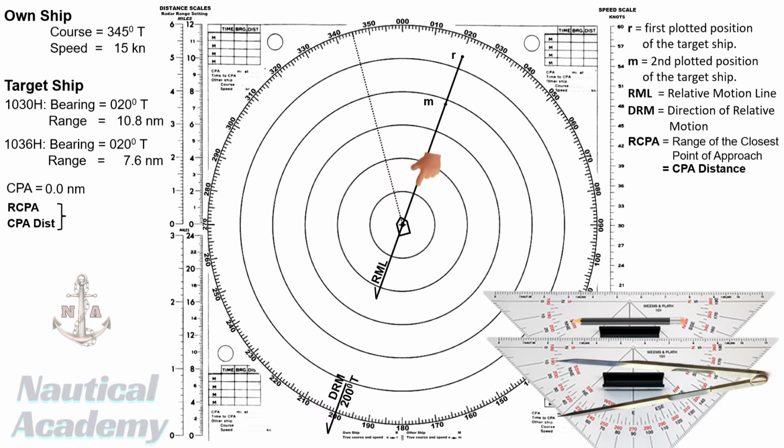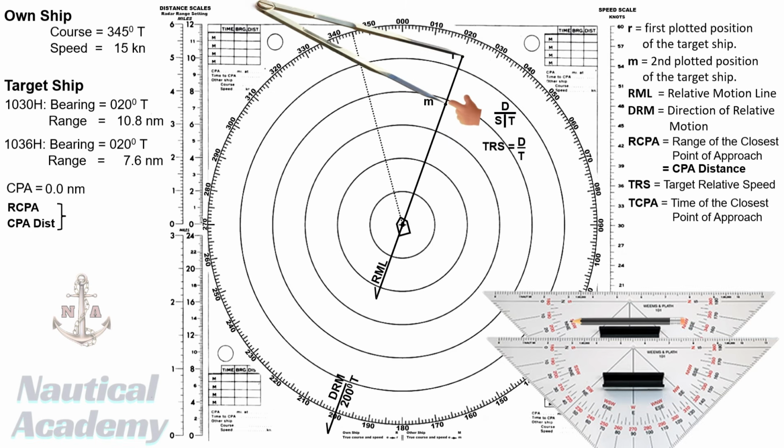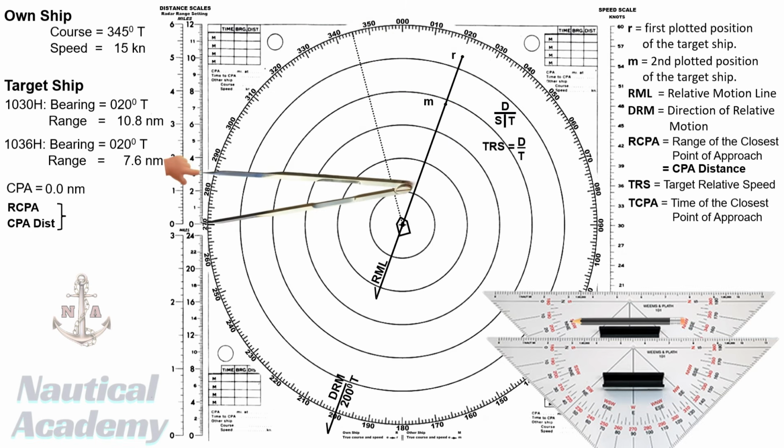Now let's go back to our present scenario. Next is to determine the time of the closest point of approach, or TCPA. In this scenario, it is the time of collision. But before doing so, we need to calculate first the target's relative speed. The formula is speed is equal to distance divided by time. The distance is from point R to M, which in this scenario is 3.1 nautical miles.